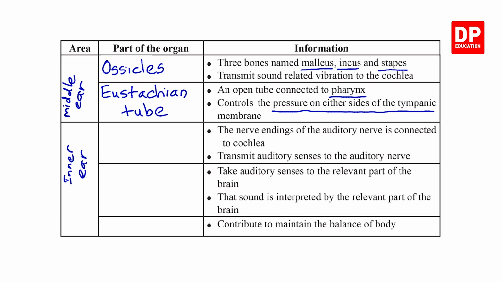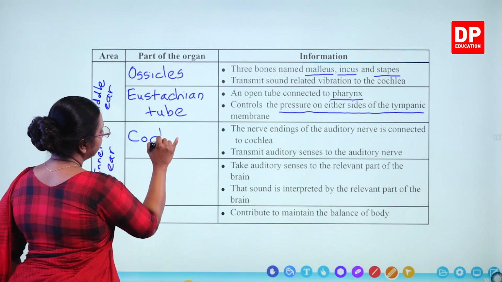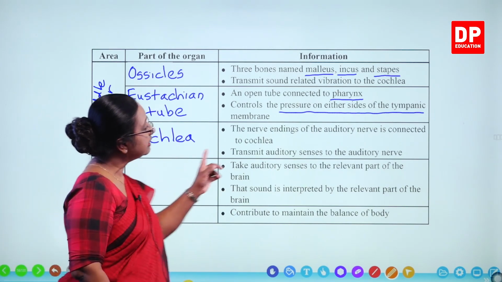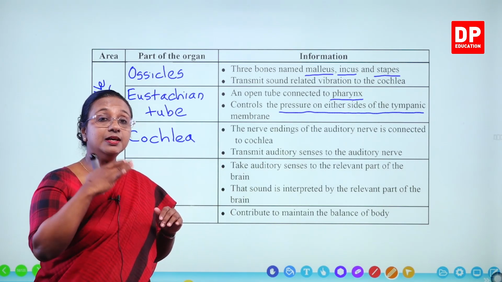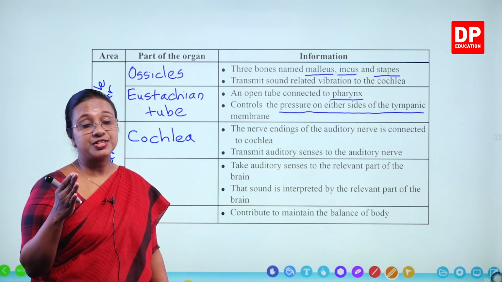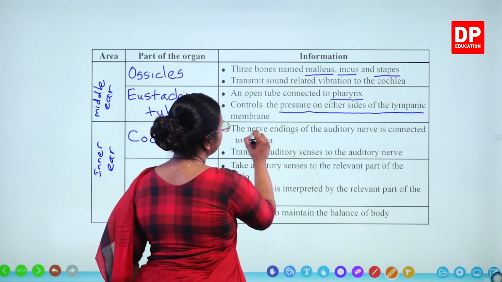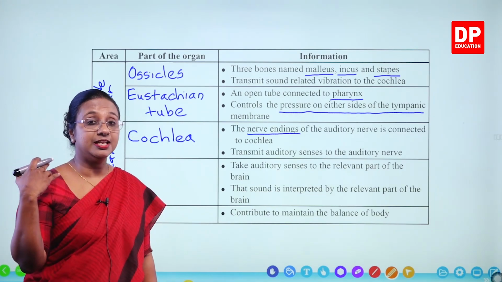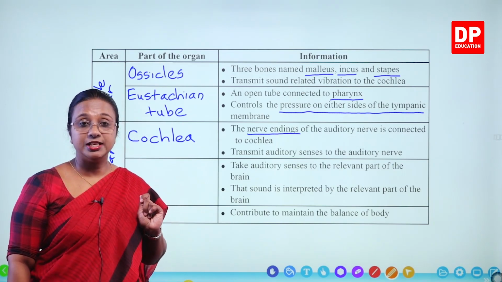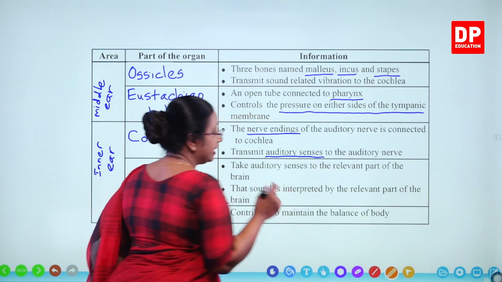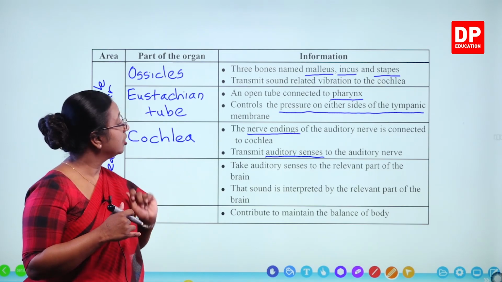Inner ear. In the inner ear, the first structure is the cochlea. The nerve endings of the auditory nerve are connected to the cochlea. So, from the stapes, malleus, incus, the three ossicles, the vibration is transmitted to the cochlea. The cochlea is connected to the nerve endings of the auditory nerve. So, the information, that is the auditory sensors, is transmitted to the auditory nerve by the cochlea. That's an important term.